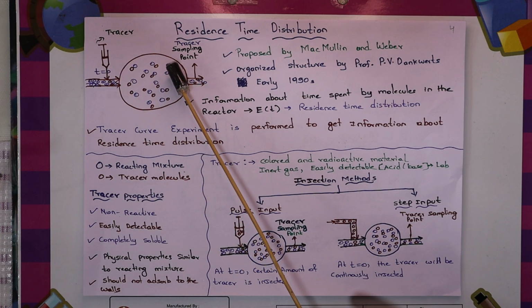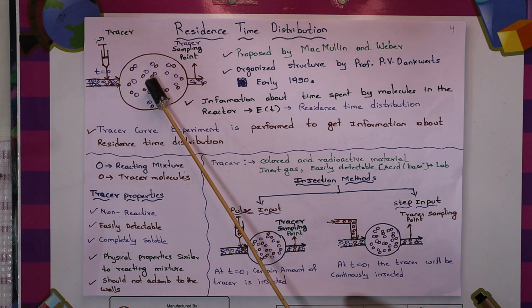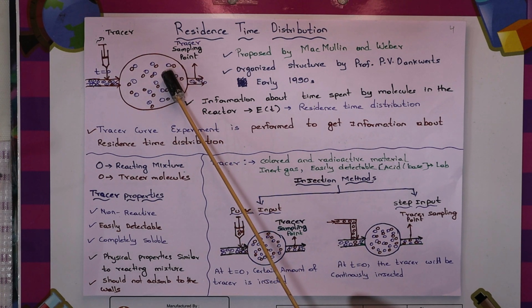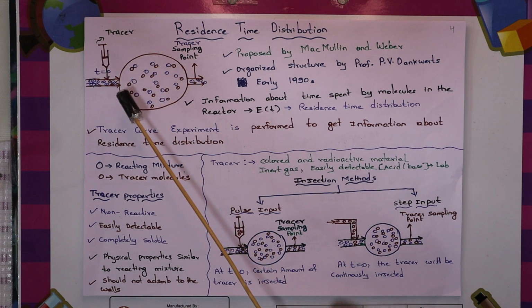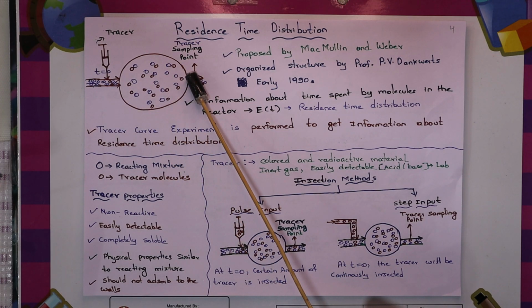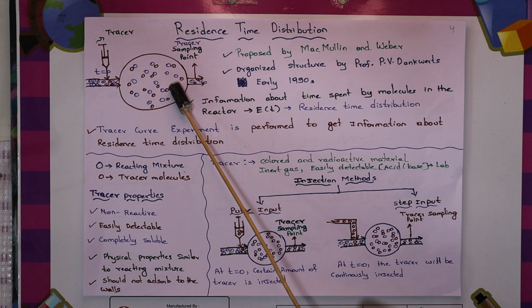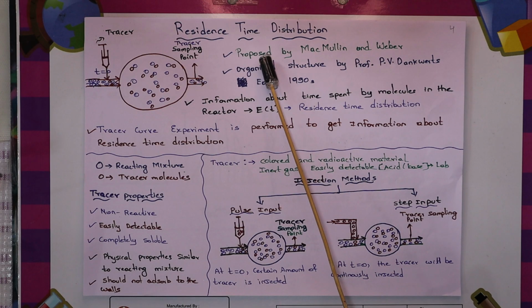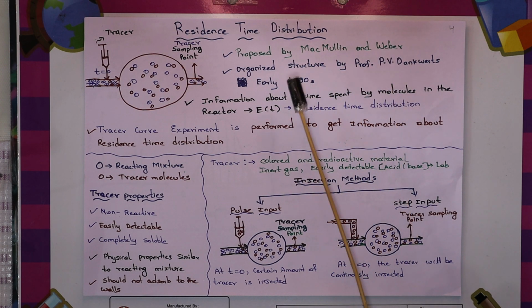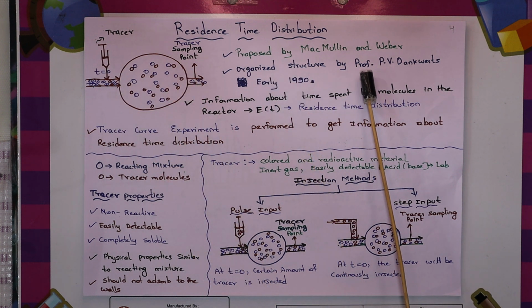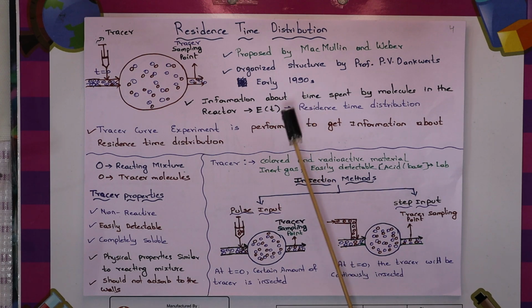If we can find the tracer, the same path will be followed by the other reactant molecules. Measuring the time of the tracer means indirectly measuring the time that reactant or product molecules spend in the reactor. The process of finding and plotting the information about the tracer along with time is called the residence time distribution curve. It was first proposed by MacMullin and Weber, and later this tracer experiment was organized by Professor P.V. Danckwerts in the year 1950.